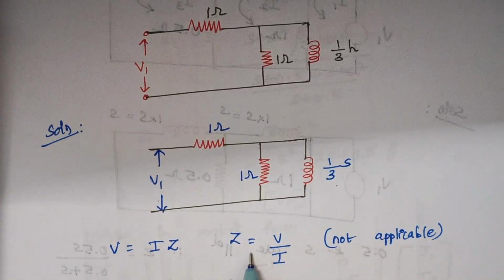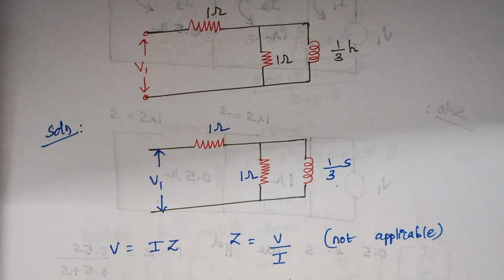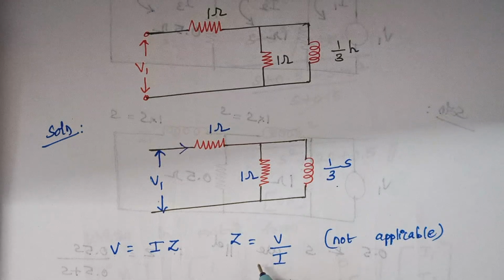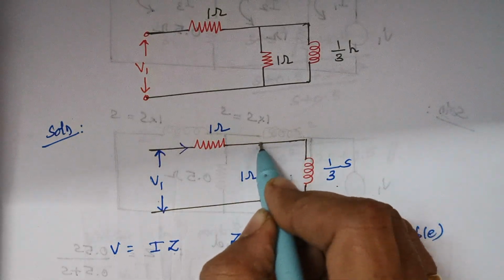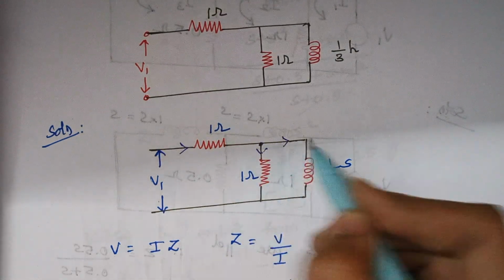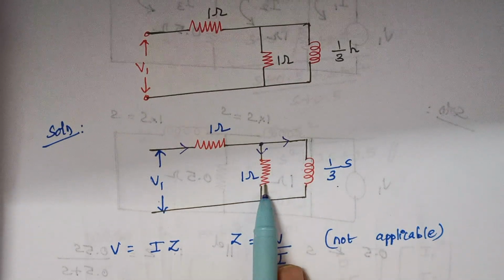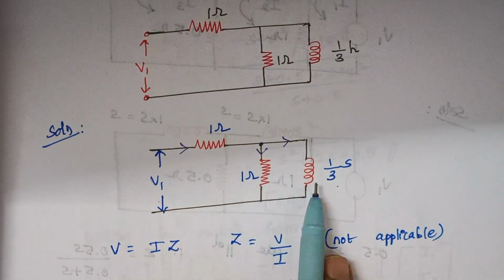Therefore, what is the value of Z? Z is nothing but V by I. Right. So we cannot directly substitute the values, as we have both inductors and resistors here. First we are going to calculate the value of this impedance. How to calculate the impedance? You see, this is the source voltage and this is the direction of the current. At this node, the current divides into two. Whenever the current divides into two, it means this resistor and this inductor are connected in parallel.